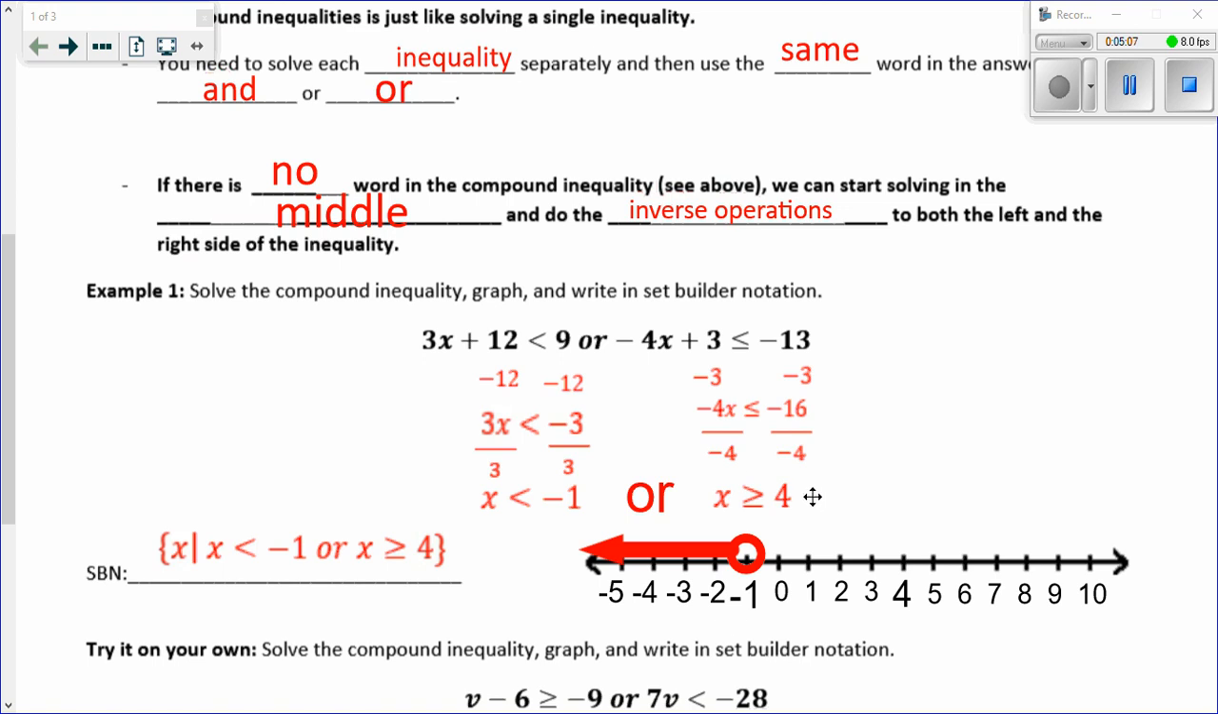And then over here, x can also be greater than or equal to 4, so I'm going to have a filled in circle. Where's my filled in circle? On 4, and I'm going to point to everything greater. So or statements tend to look like this. One section or the other section. Okay? They're like going in opposite directions.